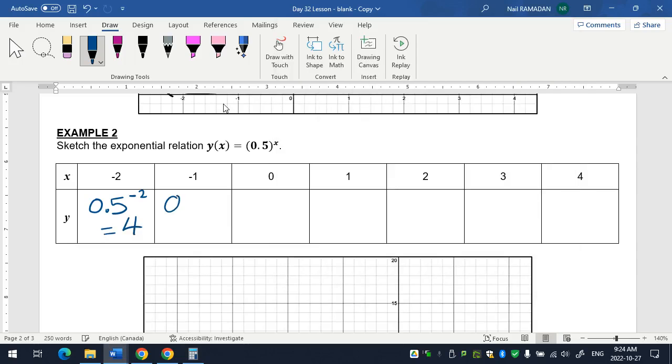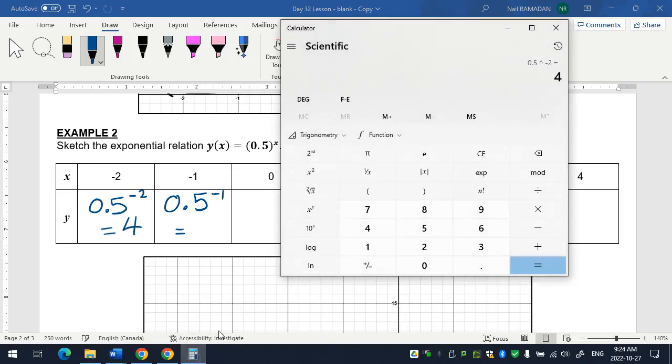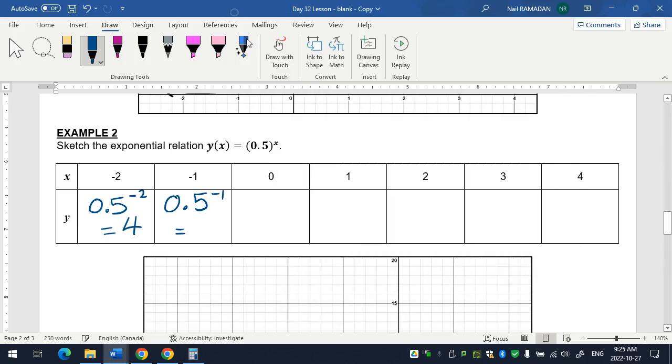All right, what's 0.5 to the power of -1? Yes, you're right. It is 2. So to the power of 1 with a negative, 2. What's 0.5 to 0?